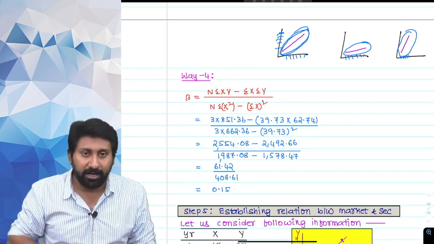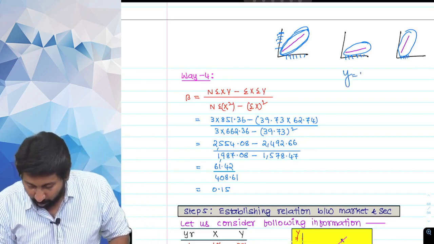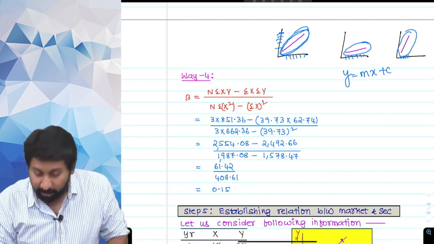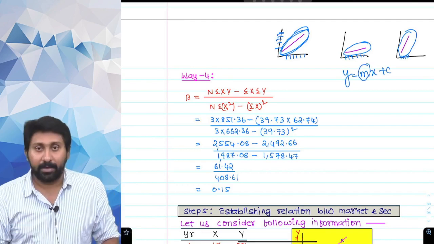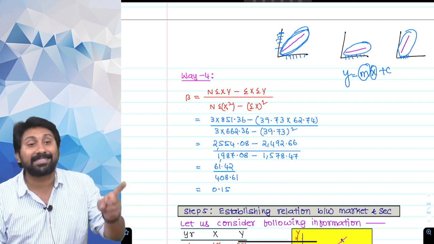Understood the point up to here? That slope itself is y = mx + c. Slope is called m. What is x? The influencing variable.